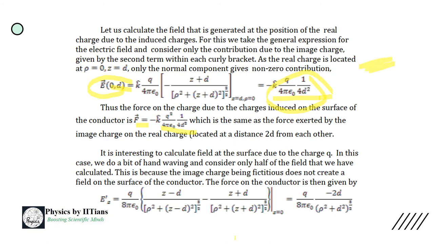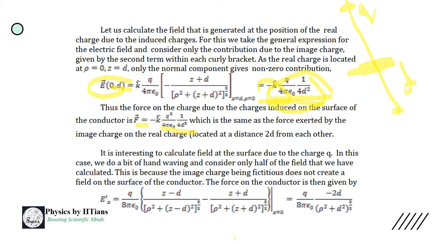Now look here, this is our infinite conductor, and from this conductor the charge Q, the real charge, is at a distance of plus d, and the imaginary charge is at a distance of minus d. The distance between them is d plus d, that is 2d. So if this induced charge is not there, but only the image charge is here at a distance 2d from this Q, it will also give a force, 1 by 4 pi epsilon naught Q square by 2d whole square, that is 1 by 4 pi epsilon naught into 1 by 4 d square, and this will be along the z direction.